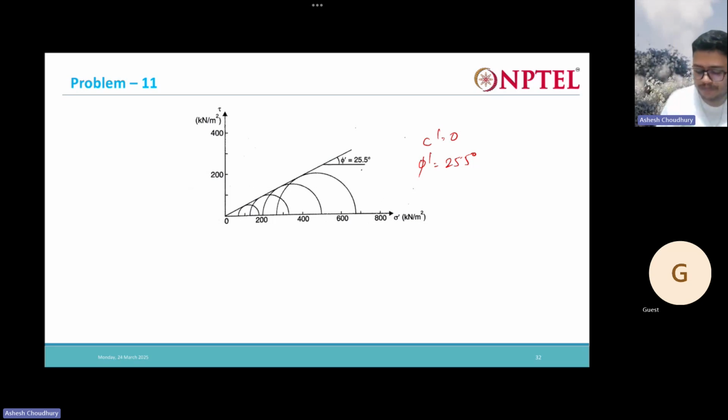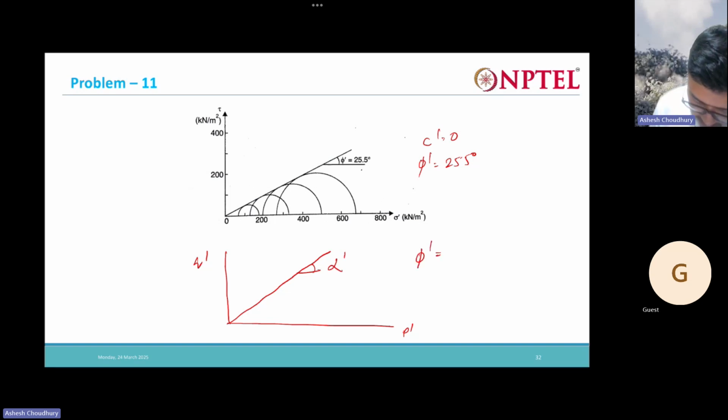Now if I want to find it by the stress point method, how will I do it? I will just plot my P prime and Q prime like this. I will get a line like this, which is my modified failure envelope. We'll get alpha bar. From the inverse tan of alpha bar I can get phi. Do this and check yourself. You'll see that it will come out as about 23 degrees, and then you can get about 25 degrees.